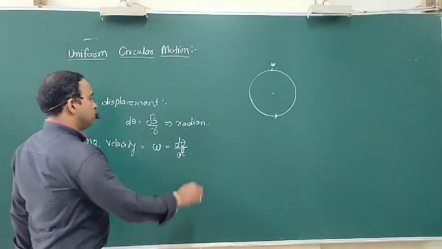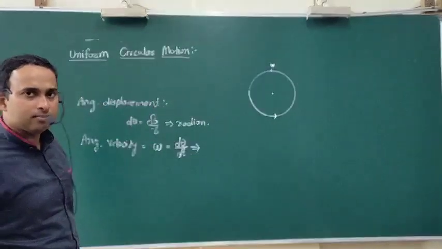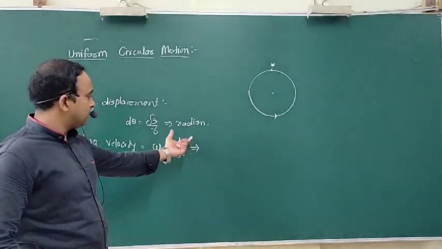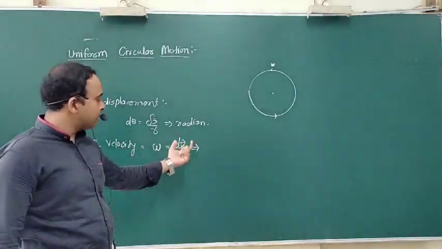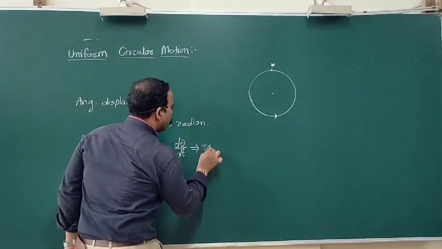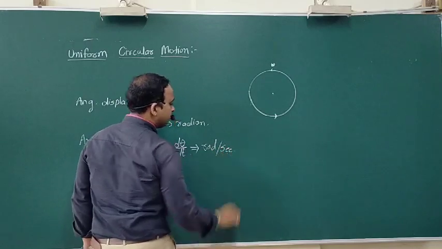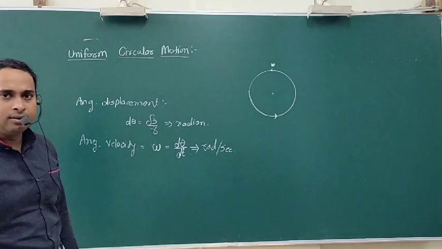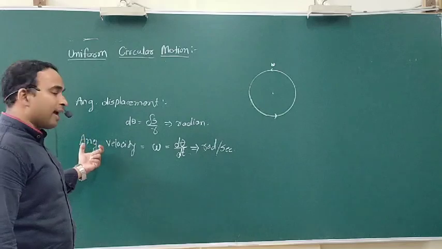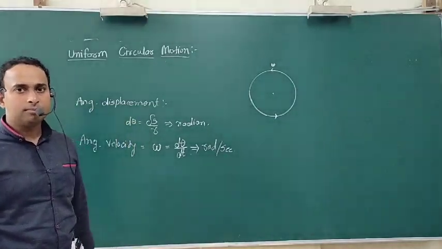So the unit of angular velocity: theta is measured in radian, time is measured in second. So the unit of angular velocity is radian per second, and angular velocity is a vector quantity.